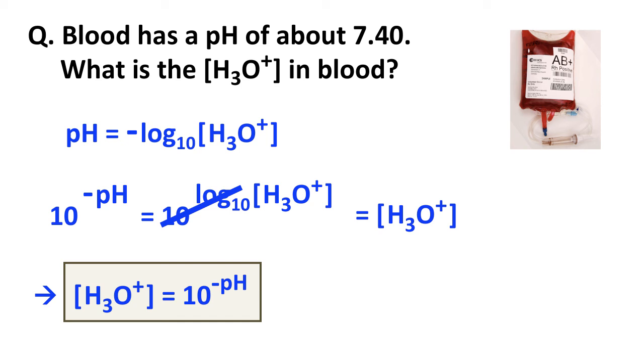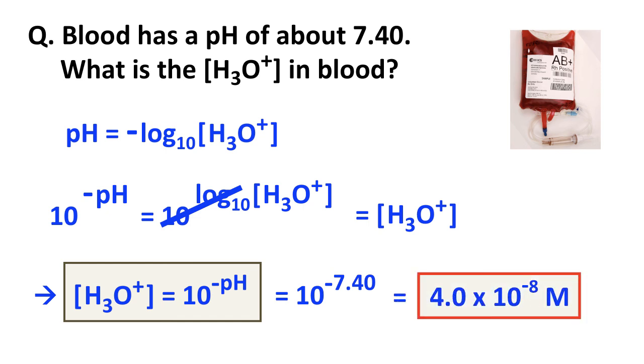We'll apply this generally true relationship to the specifics of this problem, which is the pH is 7.4, so 10 to the minus 7.4 equals the H3O+ concentration, and that works out to be 4.0 times 10 to the minus 8th molar. Notice that this equation applies when we use H3O+ concentrations in units of molarity, and whatever number we get for 10 to the minus pH will be the molarity.